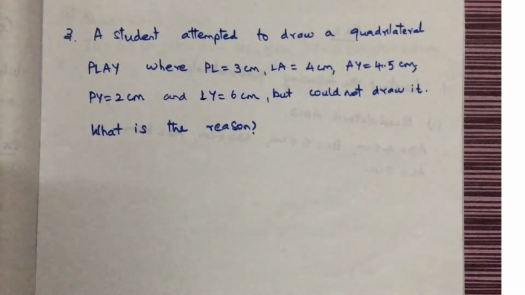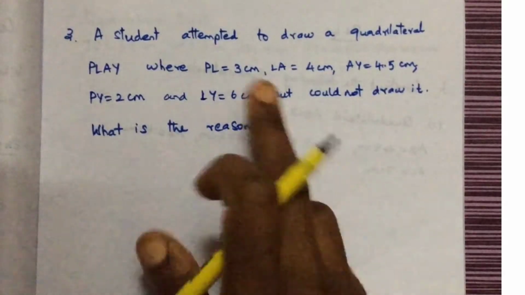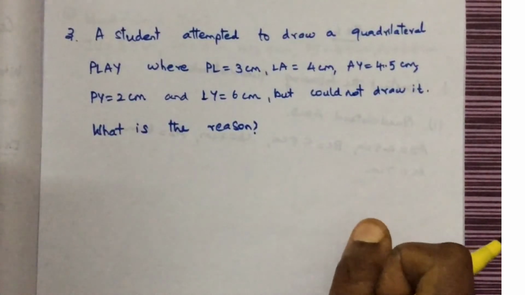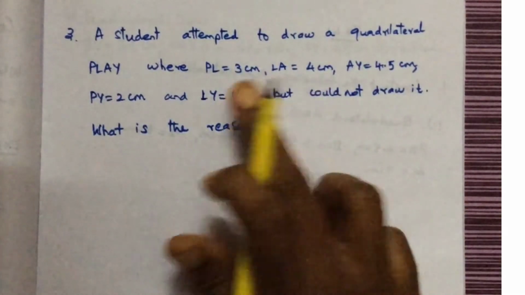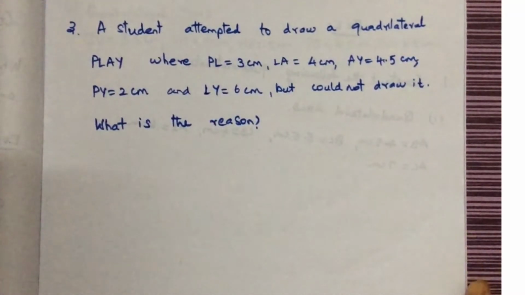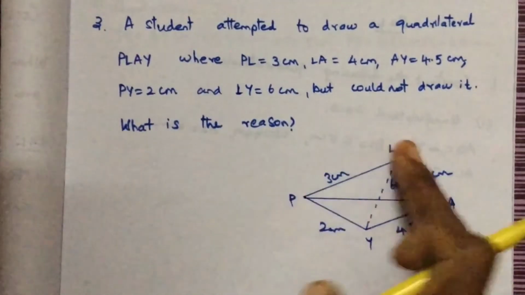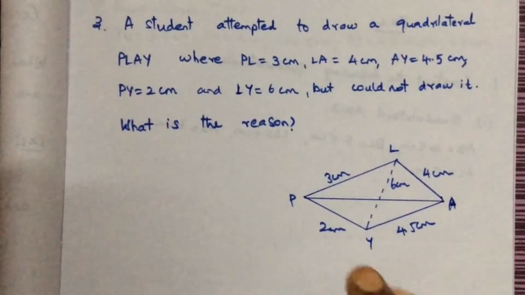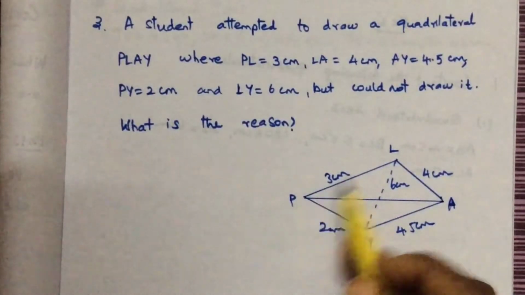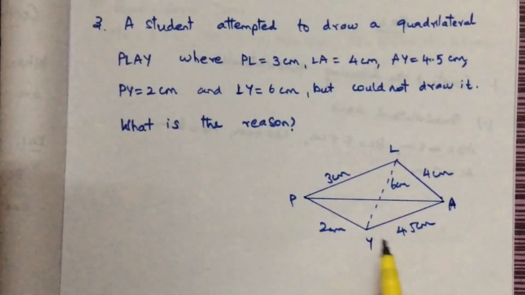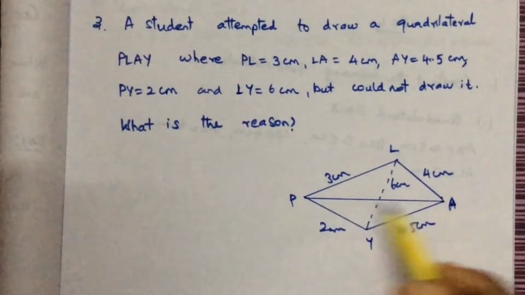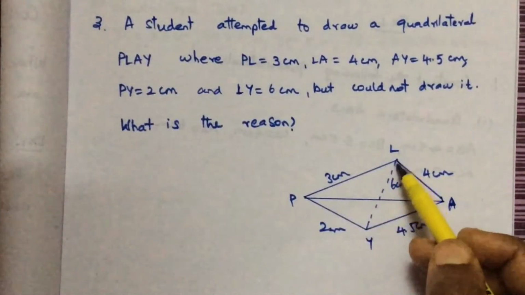A student attempted to draw a quadrilateral PLAY with the dimensions given here, but he could not draw this. They are asking what is the reason. Okay, so it's a quadrilateral with PL, LA, AY, PY and LY. Let me have some rough sketch now. So this is the rough sketch I have made, PLAY. This is not to scale, just for understanding I have made. If you want, you can draw it in pencil. To make it visible, I have used my pen. So PL is 3 centimeter, LA, AY and PY. They have given the length of this diagonal LY, not this. I don't know what this PA is, but I know what this LY is.